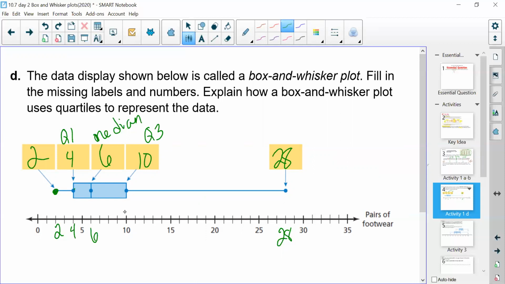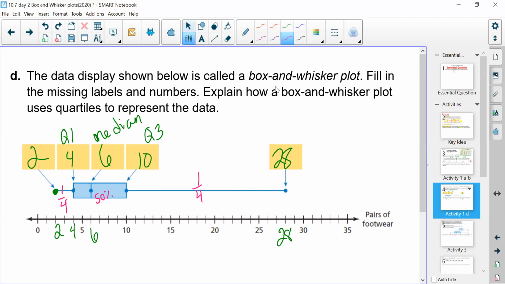We do have kind of an outlier here at 28, a lot more than some of the other students. That's quite a long whisker here on the right, a little bit different than the rest of the group. Remember, when we're looking at this data, a quarter of the students had between 2 and 4 pairs of shoes. Half the students had between 4 and 10 pairs of shoes. And another quarter of the students had between 10 and 28 pairs of shoes. So breaking that up into quarters is what a box and whiskers plot does.